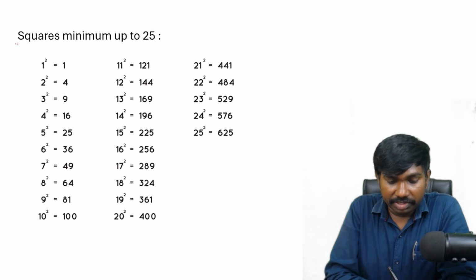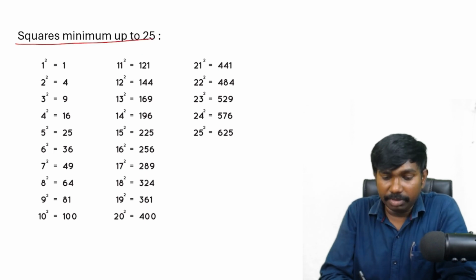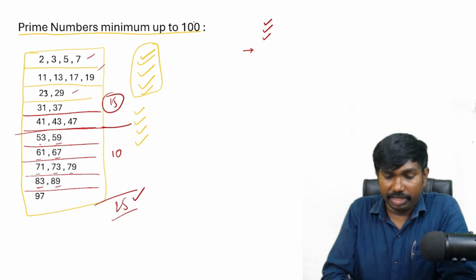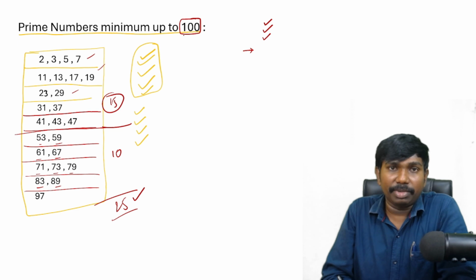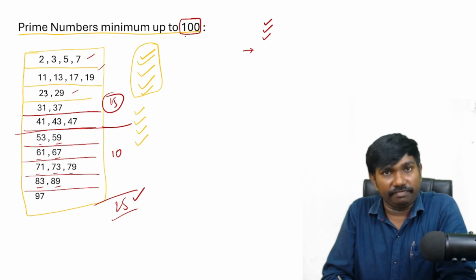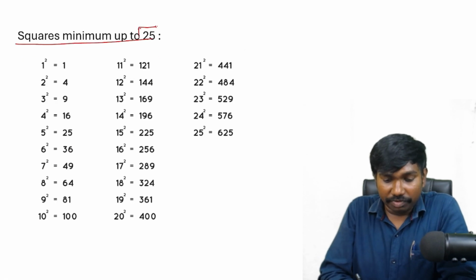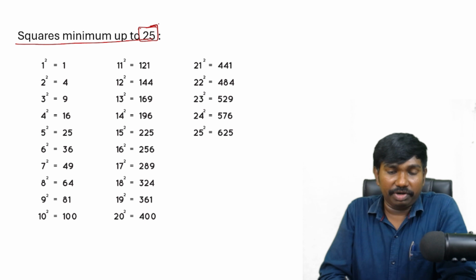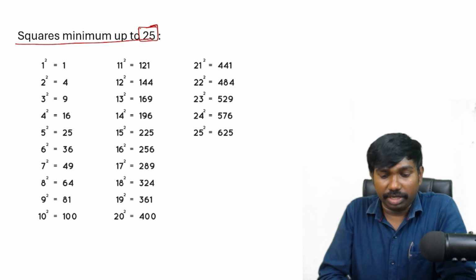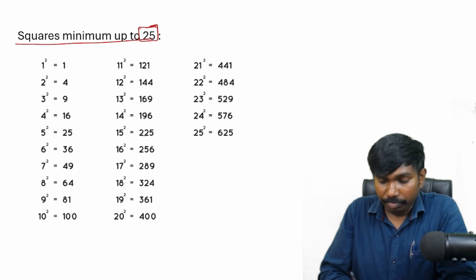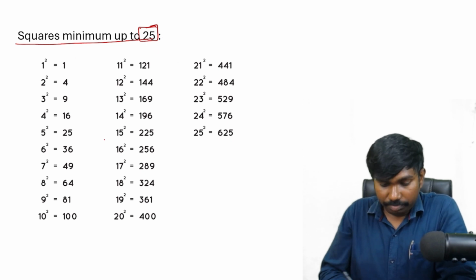Next prerequisite is squares. Minimum up to 25. Here also I said minimum up to 100. I'm not restricting you to remember until 100 only. You can remember until you are comfortable, until the number until which you are comfortable. Until 25 it is mandatory, and more than 25 it is up to you. Okay, here I have given the list.